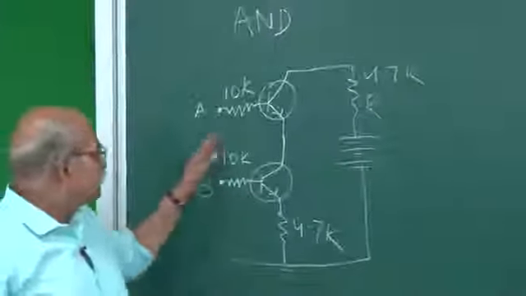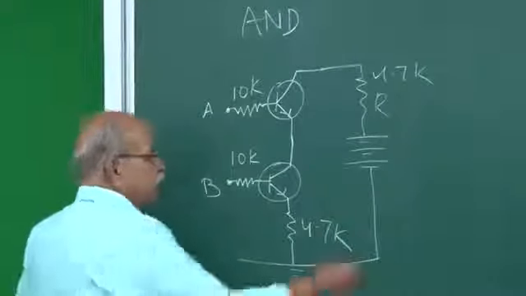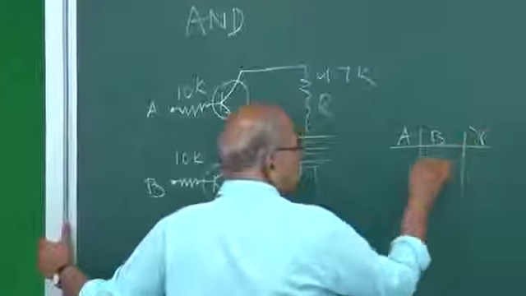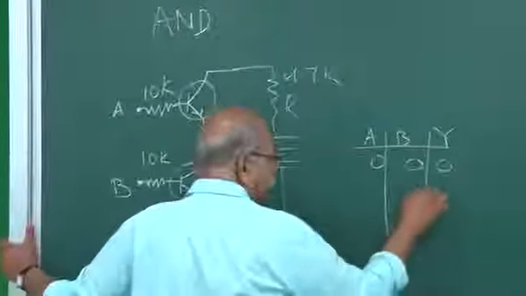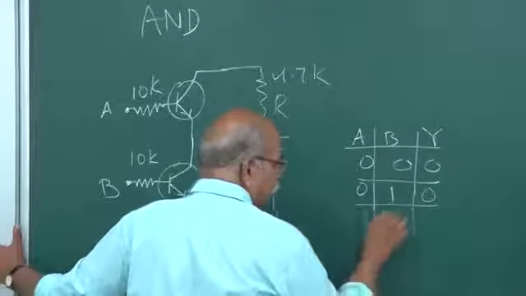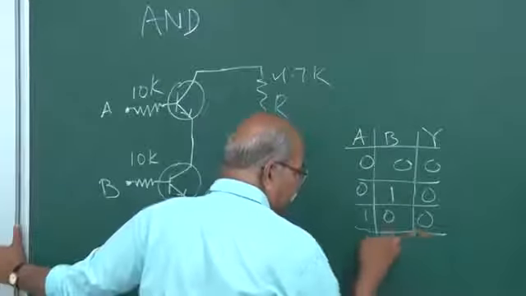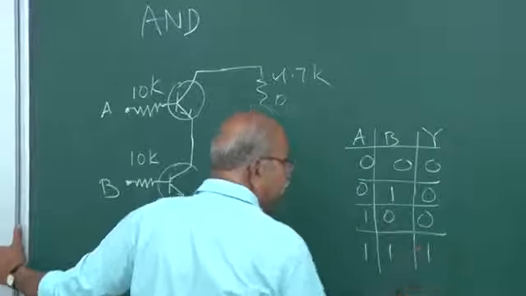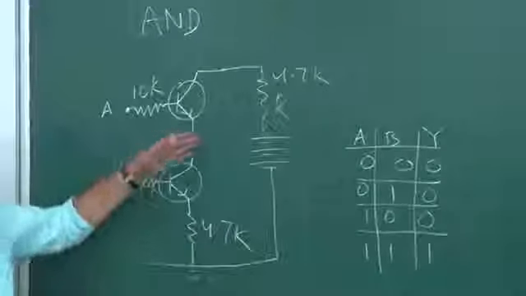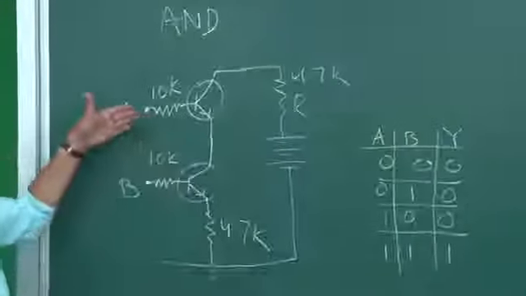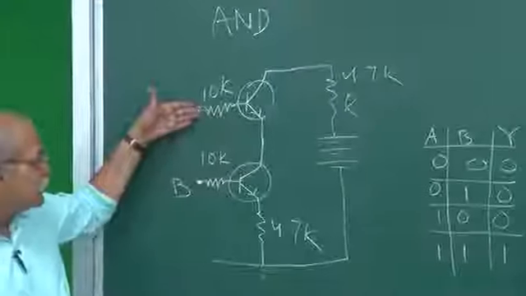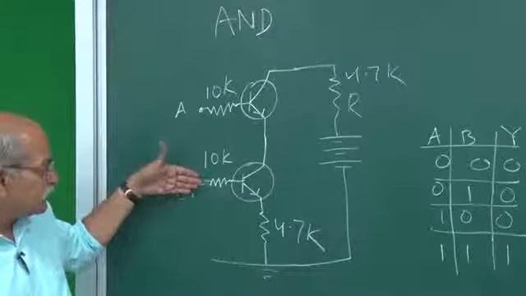So, what happens if these A and B, which are the input points, remember for AND gate what I need is the truth table is 0 0 0, and then 0 1 is also 0, 1 0 is also 0, and only if both the inputs are high the output is high, that is the truth table. So, if A is 0, B is 0, you are not giving any biasing here, you are not giving any biasing here, you are connecting it to ground, you are also connecting it to ground.